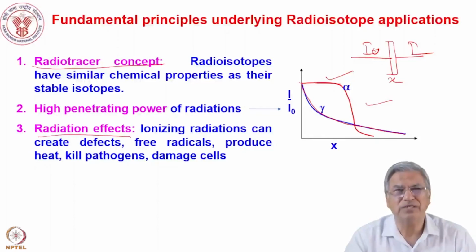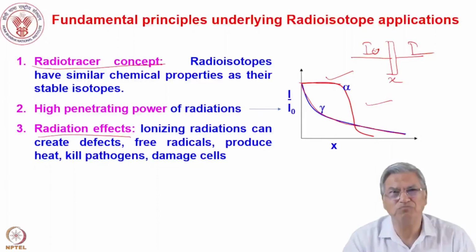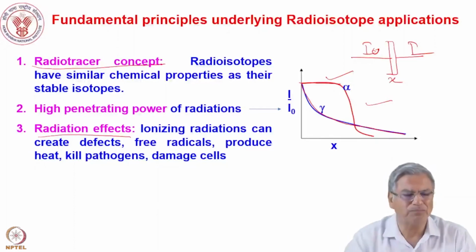They produce heat. You can use them as a source of heat, like plutonium-238 is used in satellites as a source of heat. You can power pacemakers. Then they can kill pathogens, so this is utilized in food technology. You can prevent the sprouting of the fruits and many applications. They can even induce mutations in seeds, and you can produce improved varieties of crops by using radiation-induced mutations. So the list is endless, and I will cover some of the examples of these three concepts in my talk.